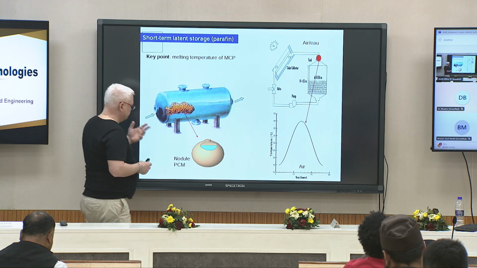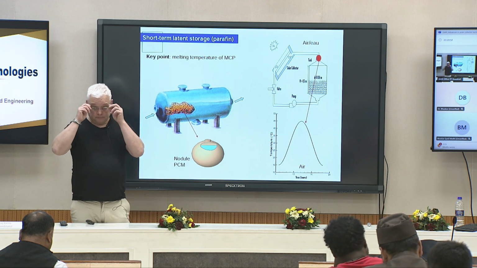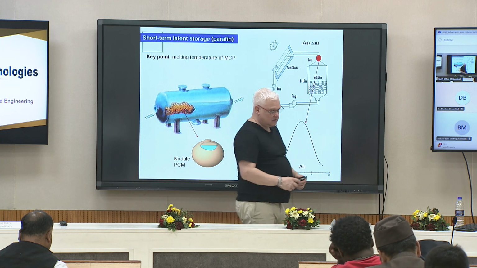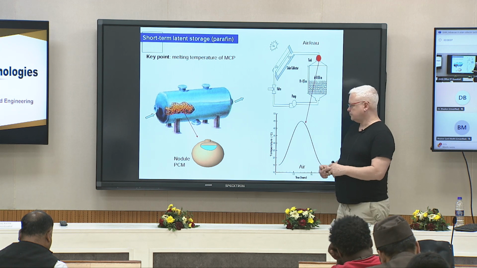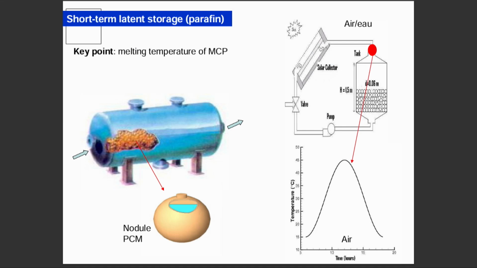You can have a mix between sensible and phase change. For example, in your domestic hot water tank, you can reduce the size of the tank by mixing water with this kind of nodules. Okay, so this is a sphere which is filled with phase change material. You could put that in your solar tank. It will allow you to reduce your tank. Okay, we'll see that this afternoon.